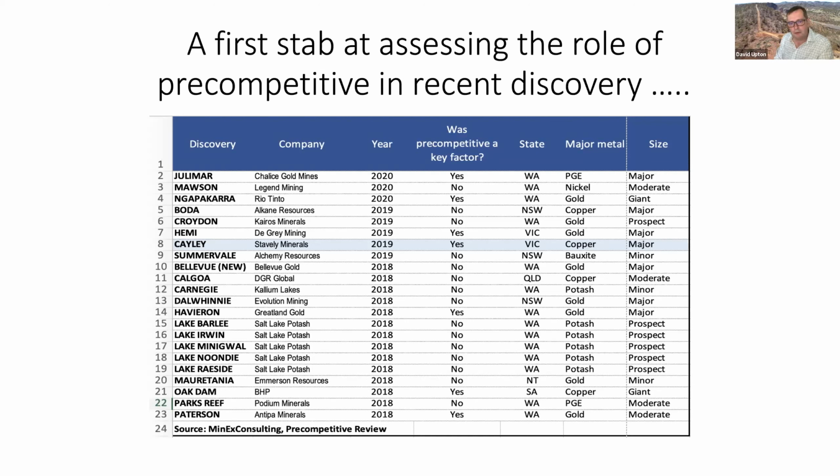I think there's 7 discoveries out of the last 21 in the last 3 years where pre-competitive has been a key factor. And I'll take you through those quickly. Julimar, absolutely, pre-competitive was a key factor.